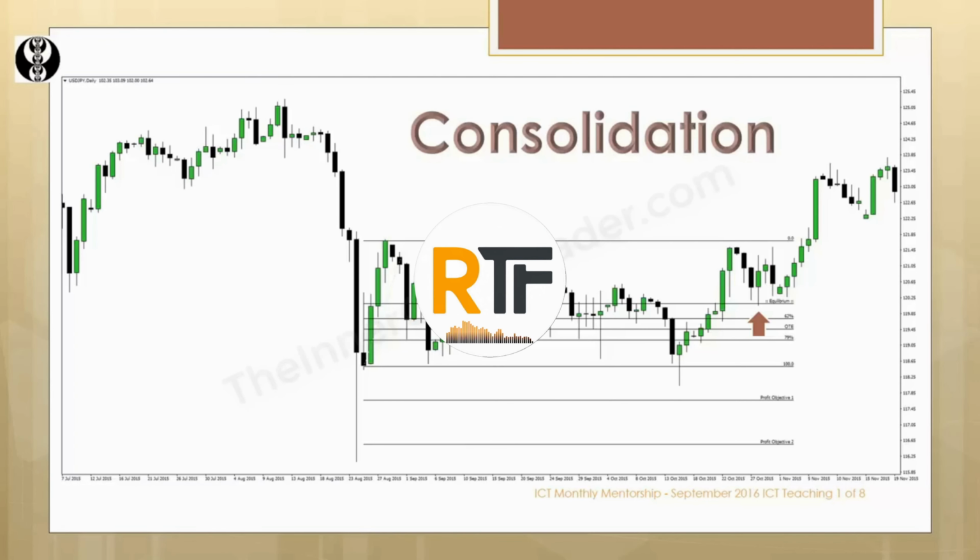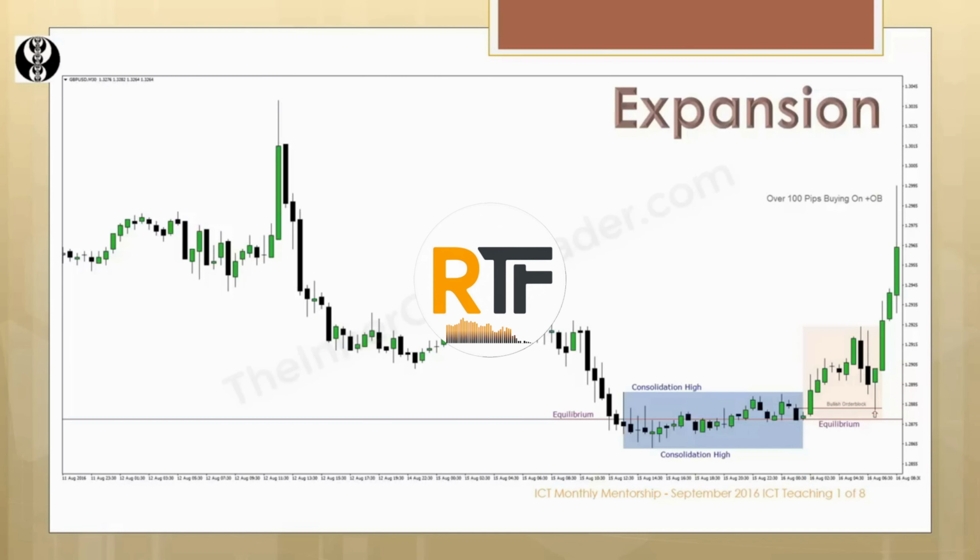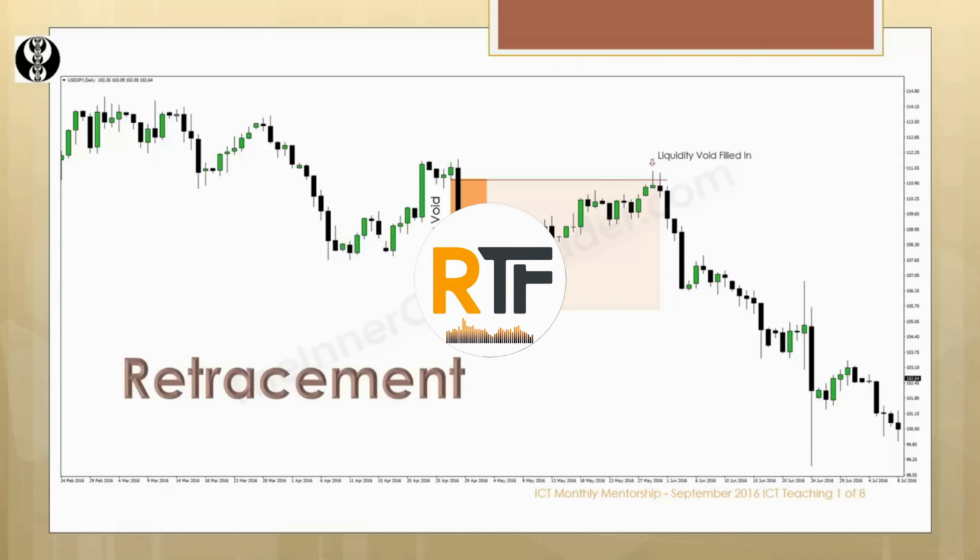We always start with consolidation, where price moves around an equilibrium price level. At some point, price will expand, quickly moving away from equilibrium, but remember, don't chase. Wait for price to return to an order block near equilibrium. This is also the retracement market condition, where price pulls back into the range that was recently created. During retracements, we're looking for the price to rebalance inefficiencies like fair value gaps. Just remember that not all gaps need to be filled.